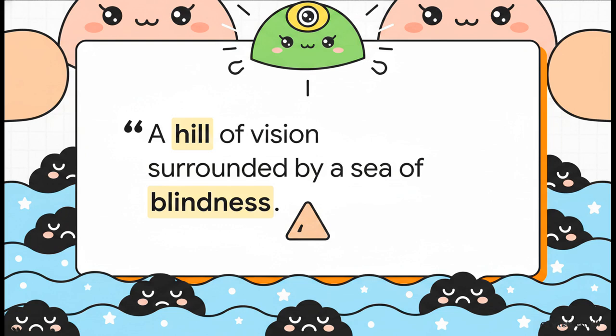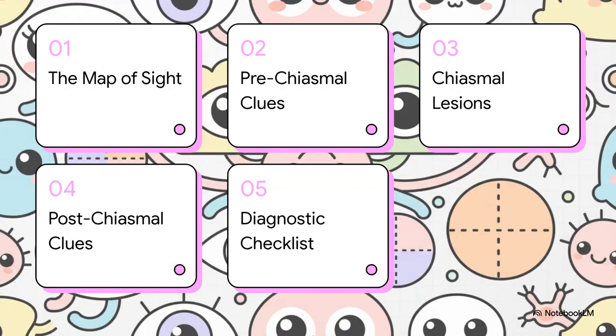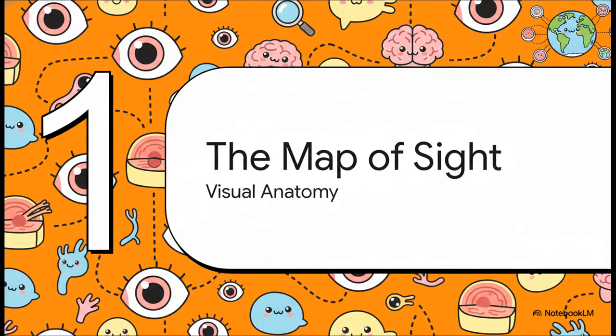So when we test visual fields, we are essentially just mapping the exact topography of this specific hill for our patient. So here is our diagnostic blueprint for today. We'll be covering the map of sight, pre-chiasmal clues, cracking chiasmal lesions, post-chiasmal detective work, and finally, a final diagnostic checklist. Section 1. The map of sight.